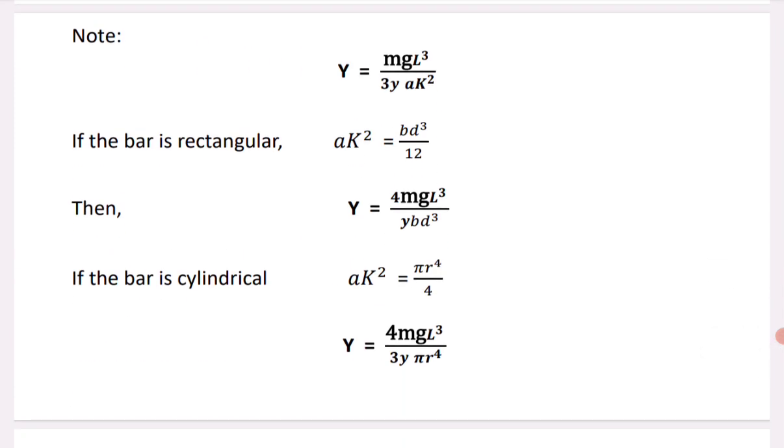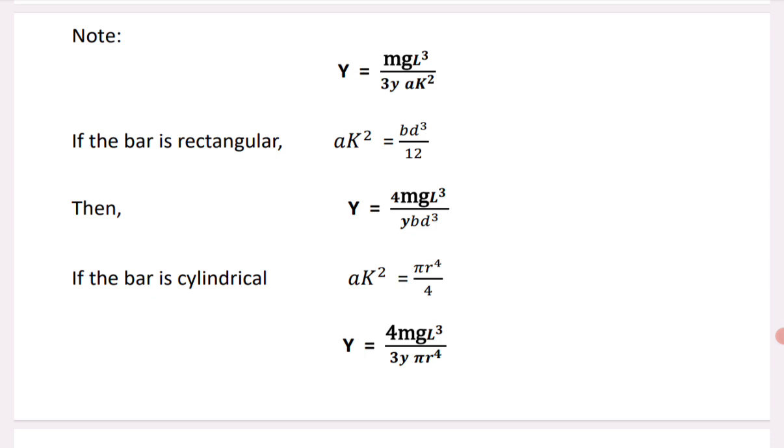Suppose the bar, beam or cantilever is of rectangular shape, then the geometrical moment of inertia AK² is equal to bd³/12. Where AK² in the above equation is replaced by bd³/12, the above equation becomes Young's modulus Y = 4mgL³/ybd³.